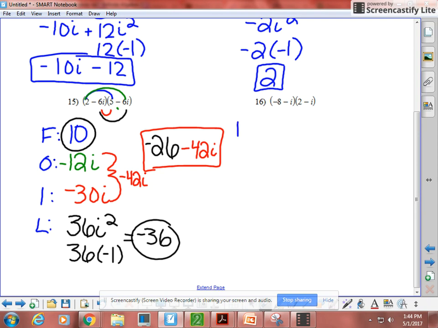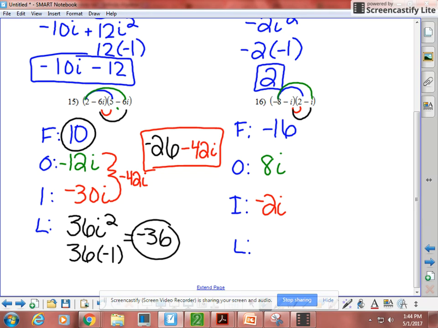Okay, same thing on number 16. Putting those together, my first is going to be negative 16. Then I'm going to take this all the way to the outside and get a positive 8i because it's a negative times a negative. Inner is going to give me a negative 2i. And then my last is going to give me a positive i squared. Okay, well what I know i squared is, I know it's negative 1. So I can go ahead and put these two together. Those are my numbers. So that's going to give me a negative 17.